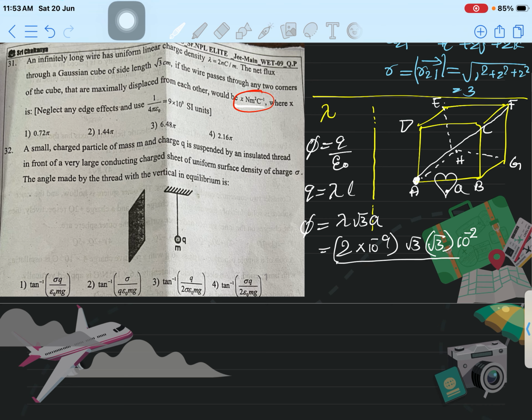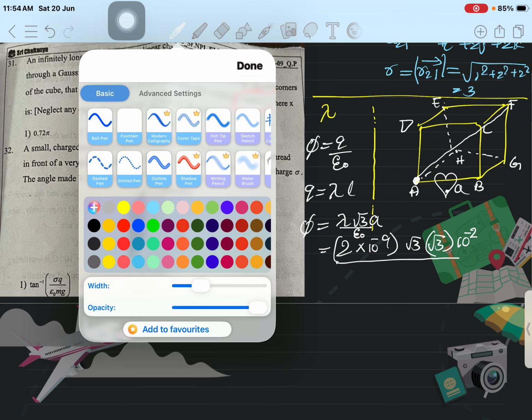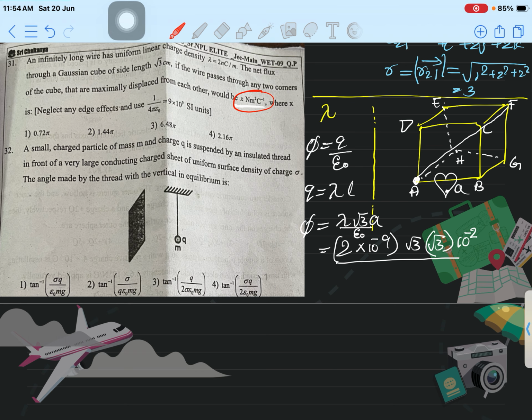Denominator. Why denominator? Because flux is equal to charge by epsilon naught. No, sorry, I forgot to write that. Sir, you don't have to remember the epsilon naught value, because we know 1 by 4 pi epsilon naught value is 9 into 10 power 9. So 1 by epsilon naught value is 4 pi into 9 into 10 power 9. So we'll substitute that value.